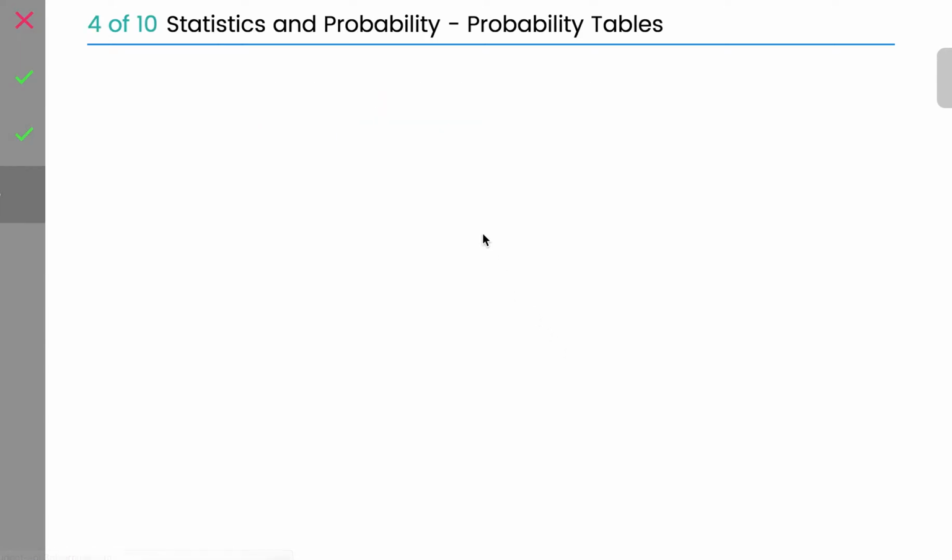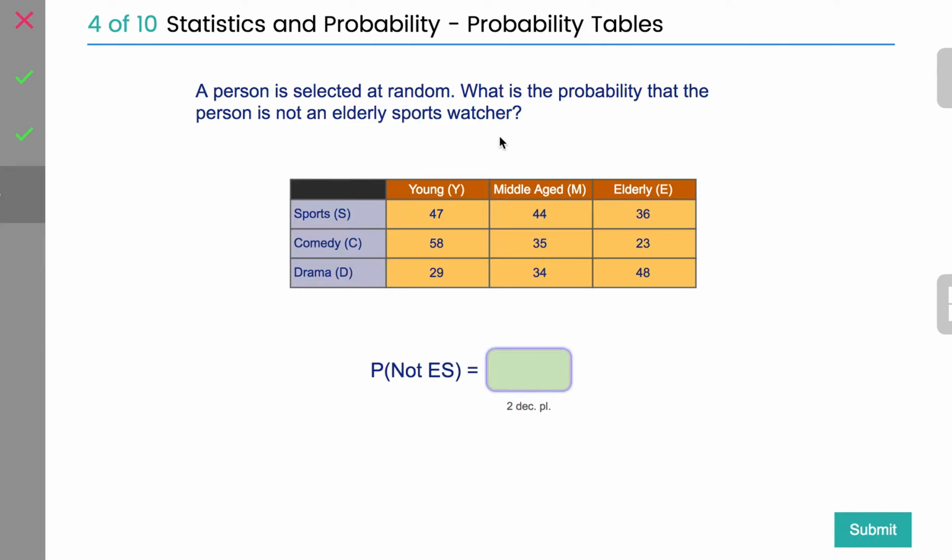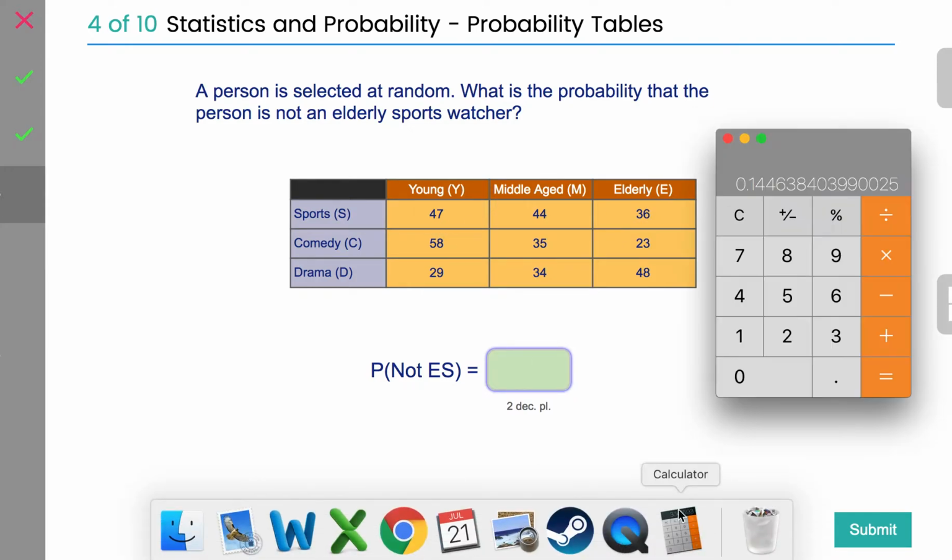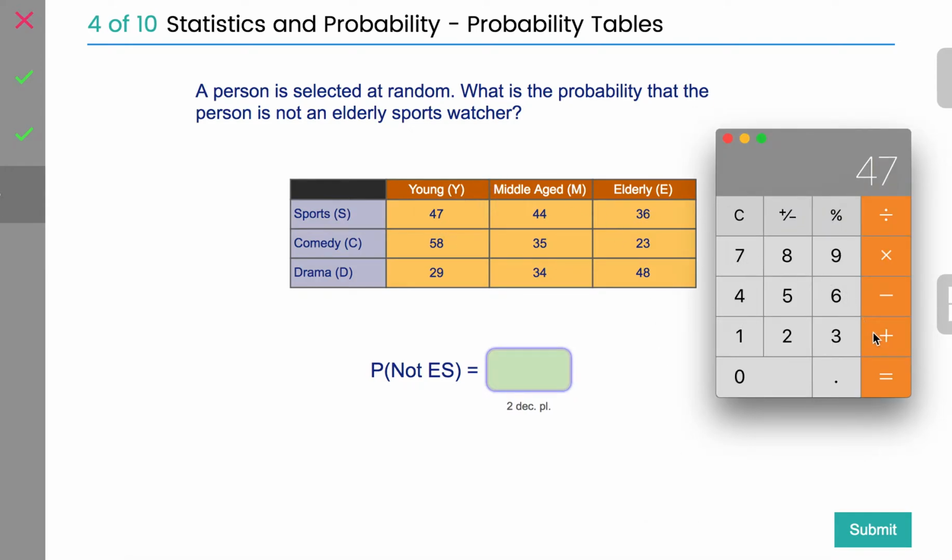Okay, and let's just see if it gets harder. Yes, here we go. A person is selected at random. What is the probability that they are not an elderly sports watcher? So that's everyone who's not an old sports watcher. So it's everyone except them. So let's just add those guys up. 47 plus 44 plus, now we'll add up this row, 58 plus 35 plus 23 plus 29 plus 34 plus 48. So they're all the ones who are not elderly sports watchers, 318.